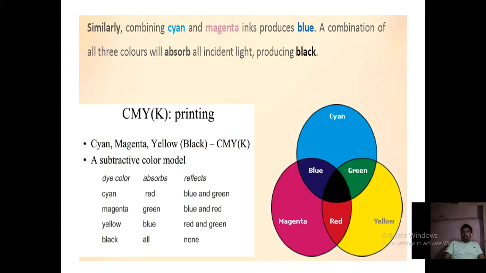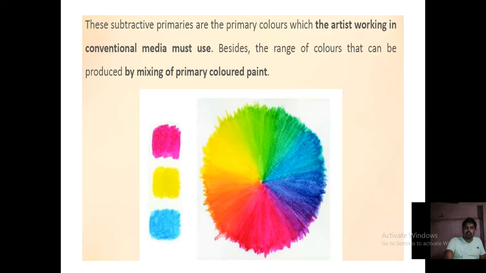There is no light reflected from that part of the paper. That's why you are observing black color, right? Then the subtractive primaries are the primary colors which the artist working in conventional media must use.